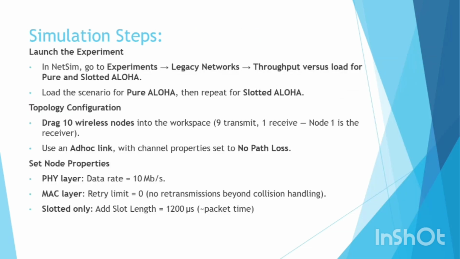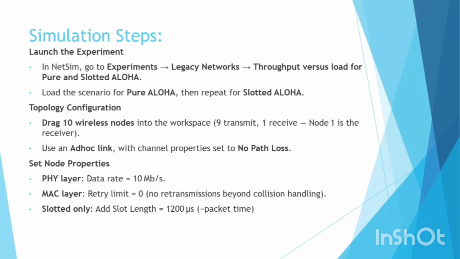Next, the simulation steps. First, we need to launch the experiment in NetSim. Go to Experiments, Legacy Networks, Throughput versus Load for pure and slotted ALOHA. It is only for pure and slotted ALOHA that we need to go to Legacy Networks. Otherwise, in Experiments there are many types of networks where we can do other things like CSMA/CD, CSMA/CA, and so on. After that, we load the scenario for pure ALOHA, then repeat for slotted ALOHA.